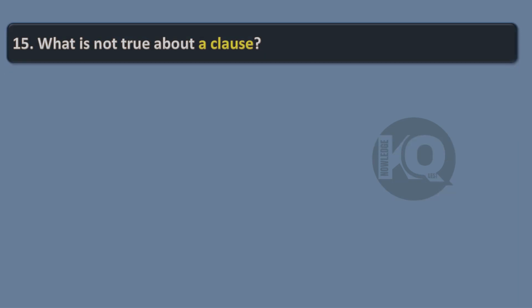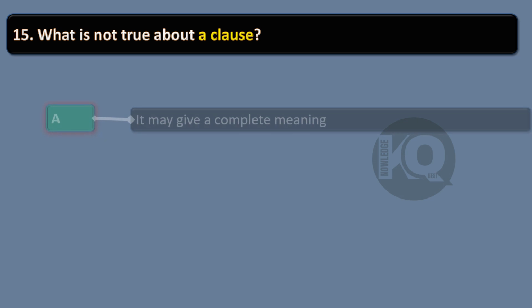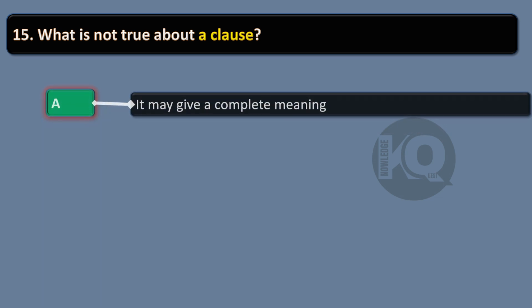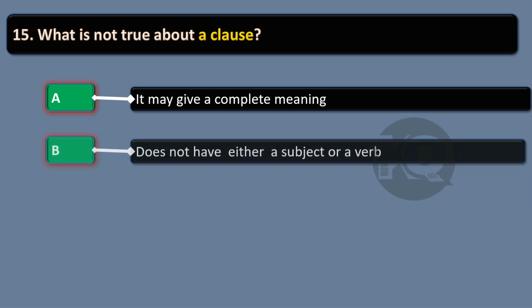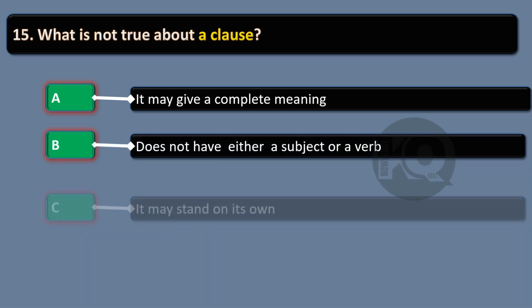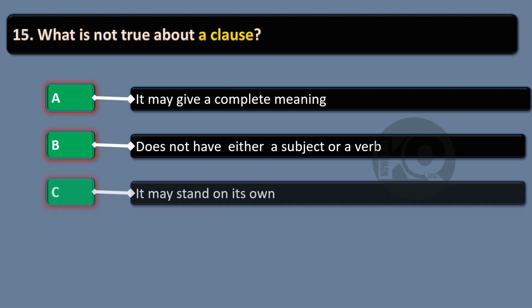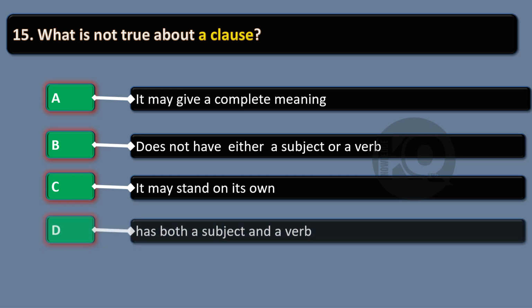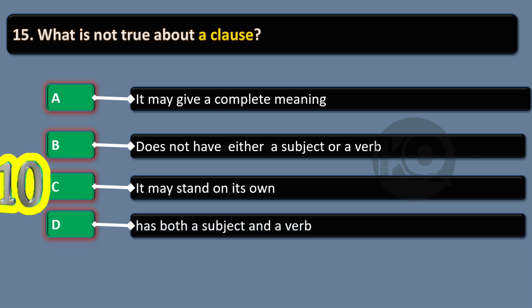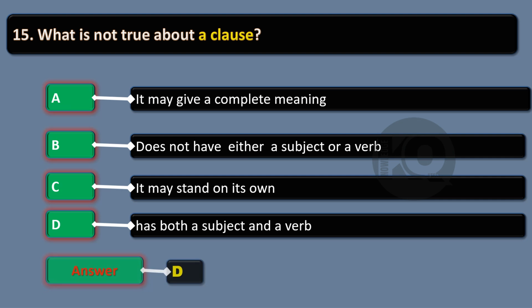Number 15. What is not true about a clause? A. It may give a complete meaning. B. Does not have either subject or verb. C. It may stand on its own. D. Has both subject and a verb. So the answer is D.